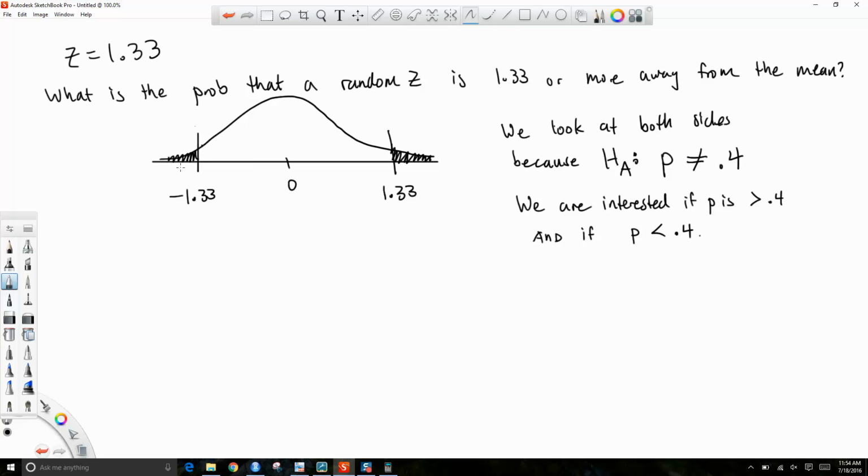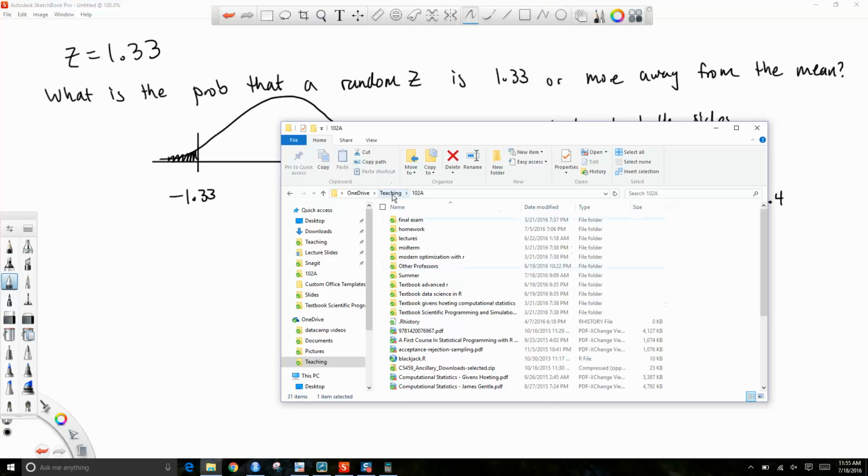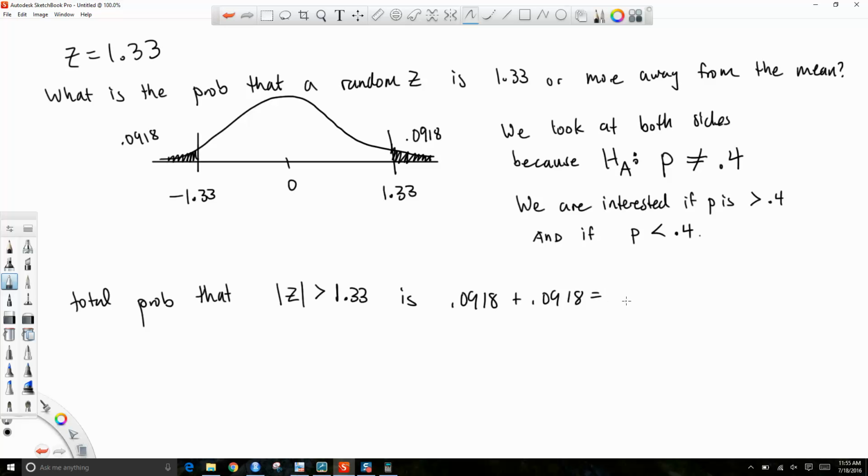So what's the area over here to the left of negative 1.33? What is it? 0.0918, okay? And then because it's symmetric, we also know that this one's also going to be 0.0918. So my total area, total probability that the absolute value of z is greater than 1.33 is 0.0918 plus 0.0918, 0.1836.